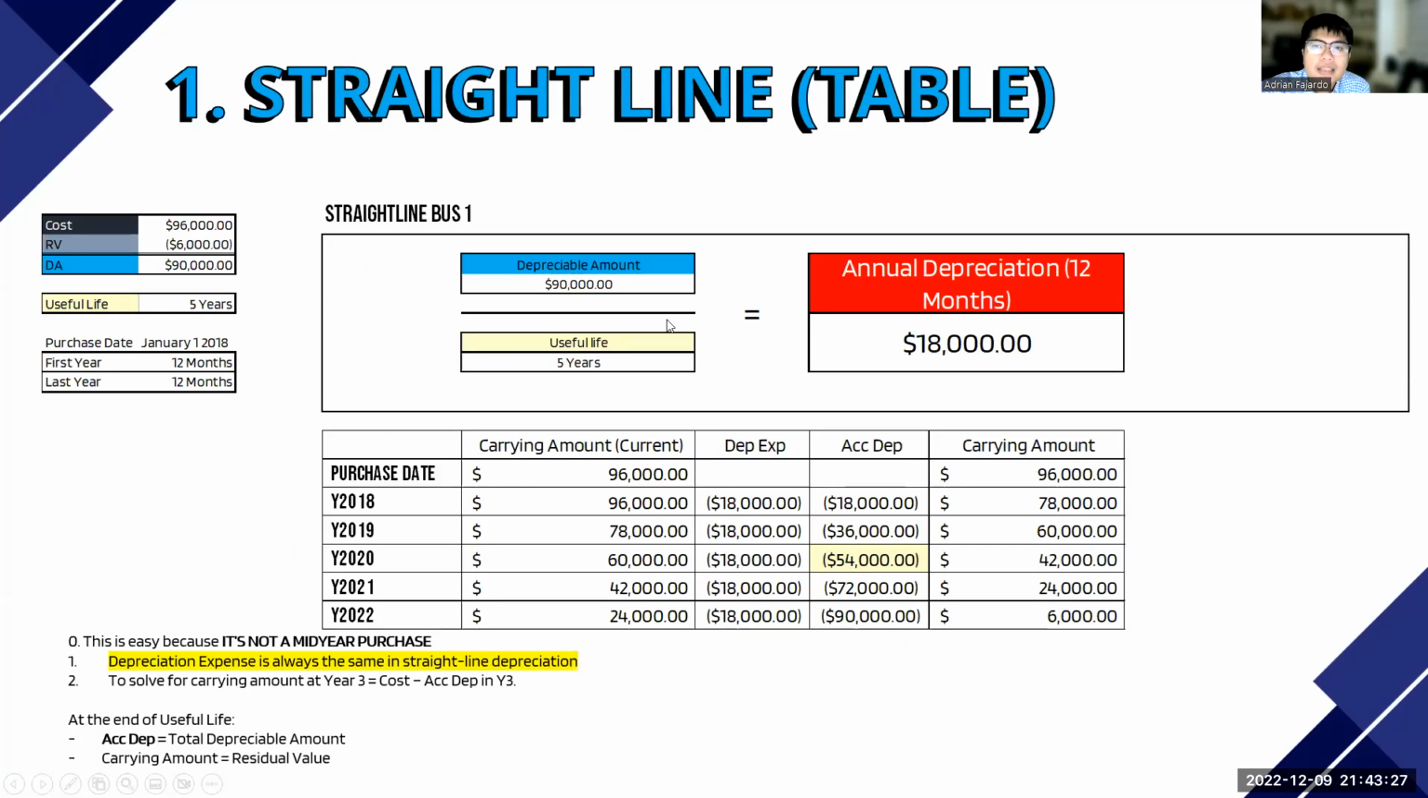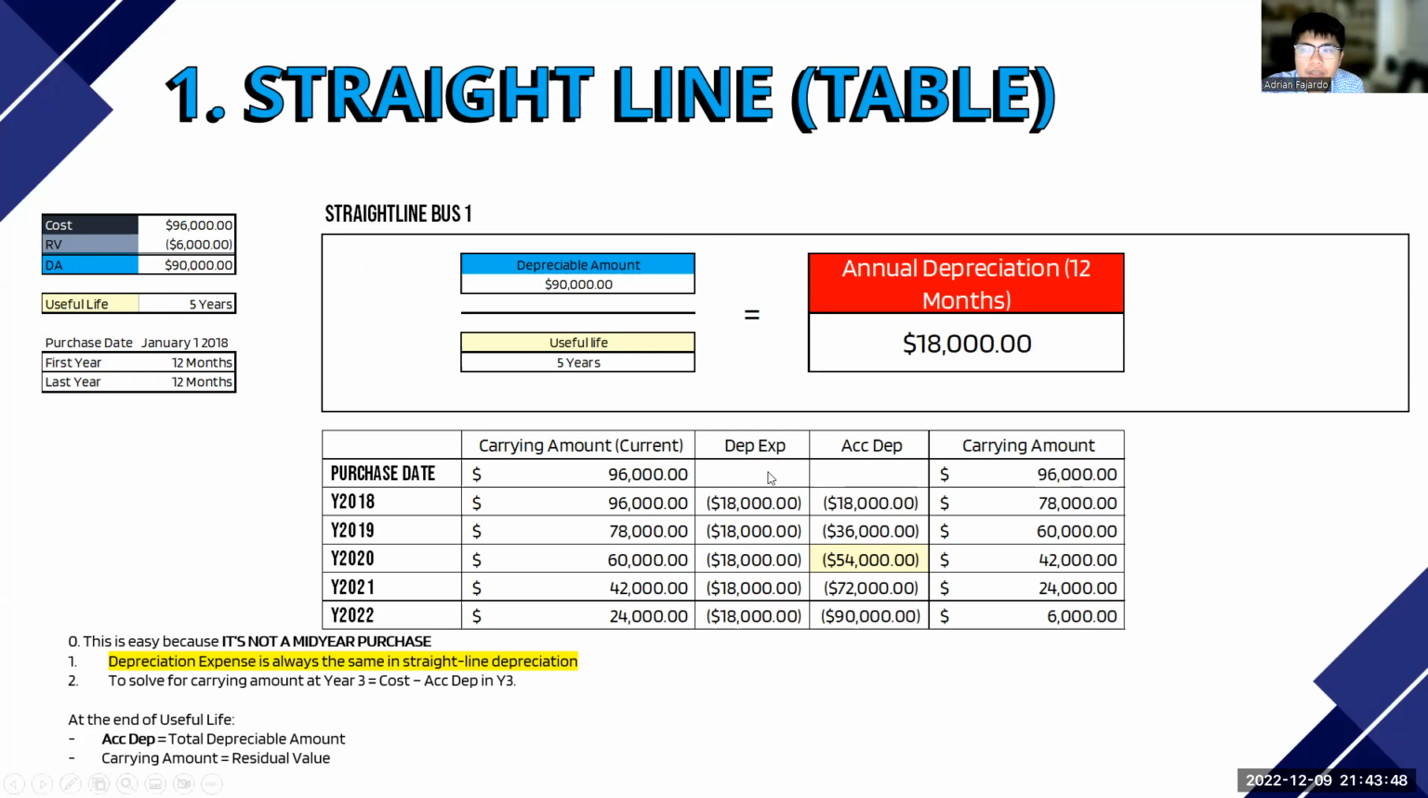So this is the table format. So I already showed you. But things to note, this is easy because it's not a mid-year purchase. So as you can see, your depreciation expense is literally the same year in, year out. It's 18,000 kasi walang putol, right? Walang putol. January to January, January to January.